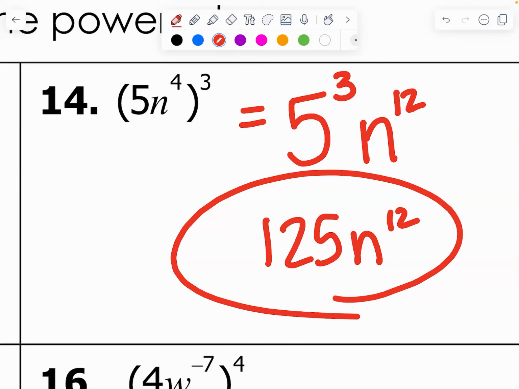Miss Holman, how did you get 125? Because 5 cubed is 5 times 5 times 5, which is 125.